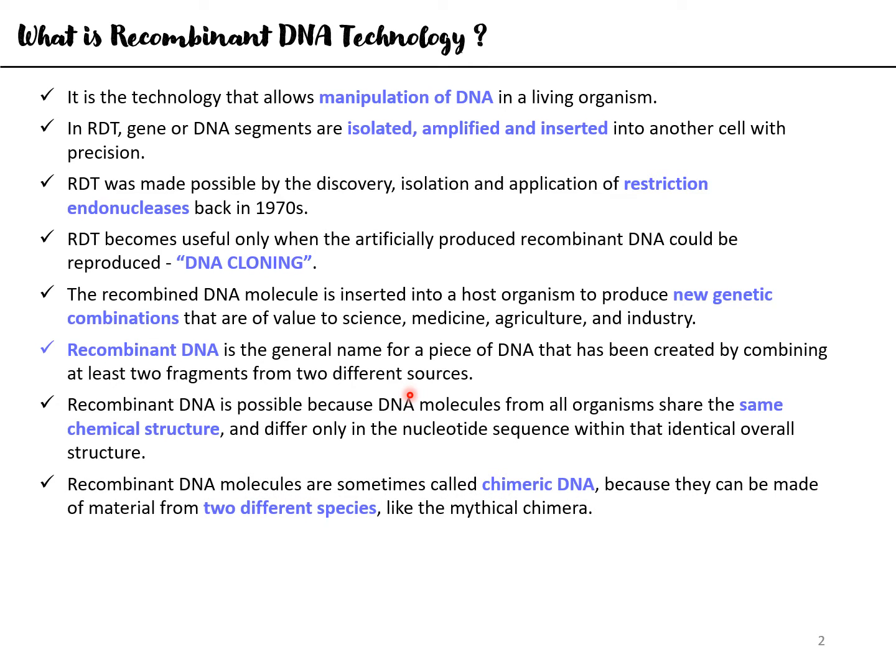Recombinant DNA molecules are sometimes also called chimeric DNA because they can be made from material taken from two different species. According to mythology, a chimera is an animal which has different parts of the body taken from different animals. Therefore, recombinant DNA molecules are also called chimeras because the constituent DNAs can come from different species.